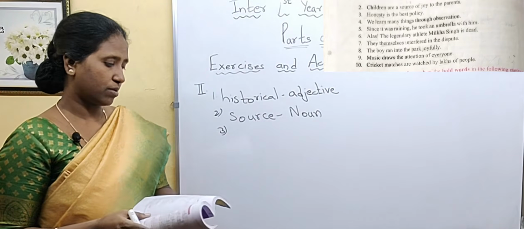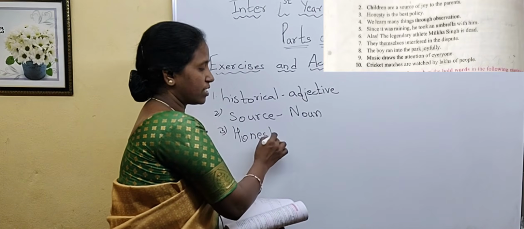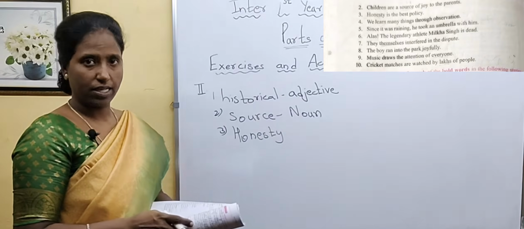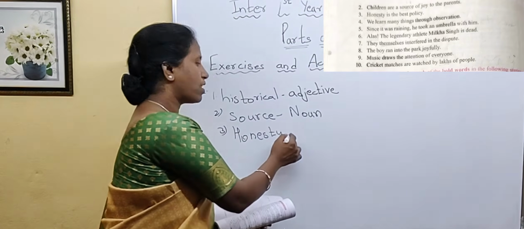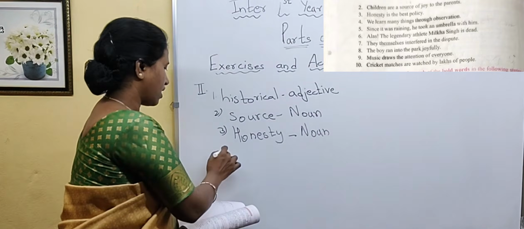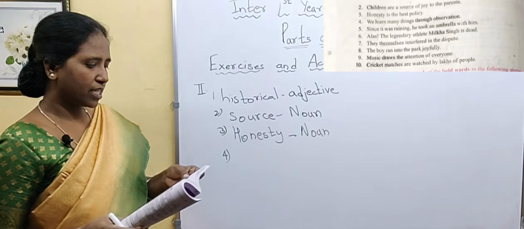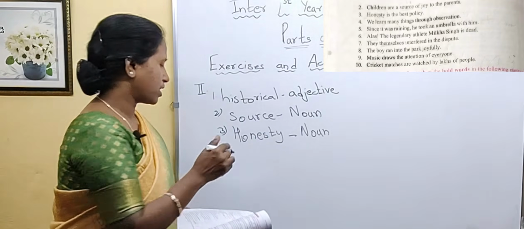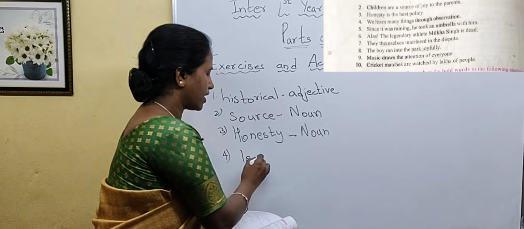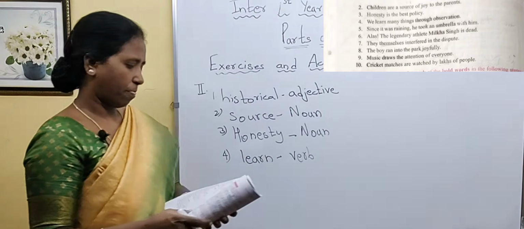Honesty is the best policy. You should pronounce it as honesty, with the H silent here. Honesty is a noun. Honesty is being honest. Honesty is the best policy. We learn many things through observation. Here the word learn is underlined. Learn is an action word. It is a verb.